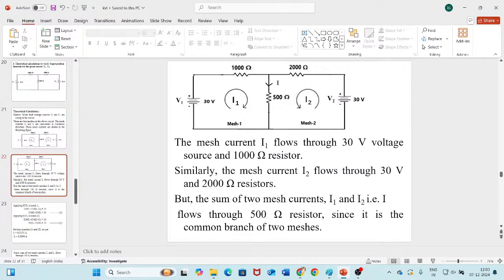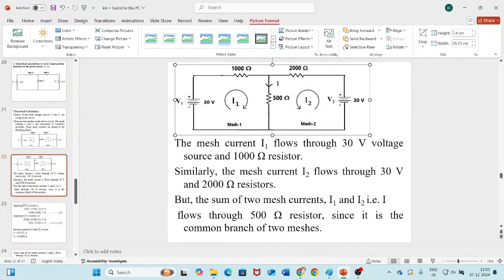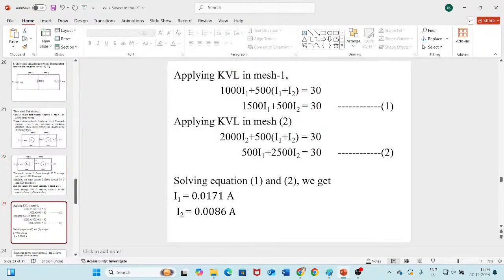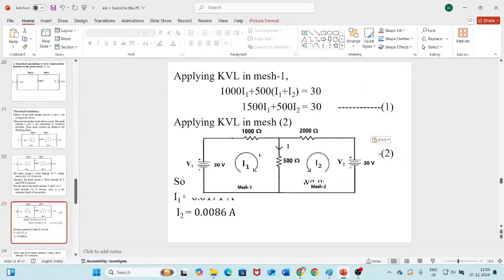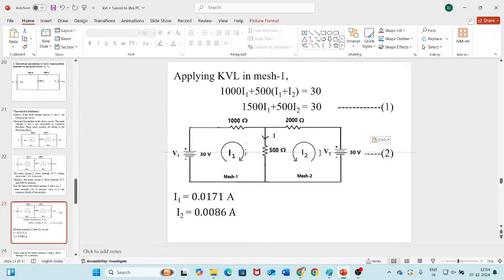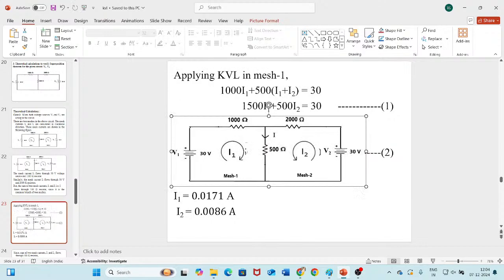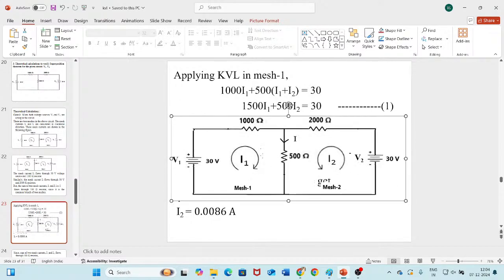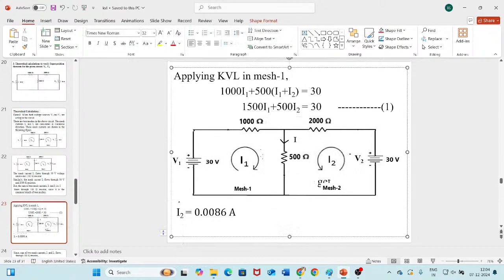So I amperes of current is flowing through this 500 ohms when V1 and V2 are both connected in the given circuit. Now let us apply KVL in mesh 1.